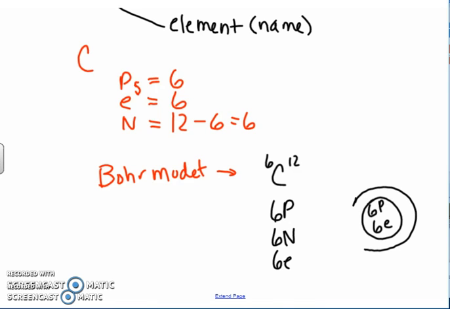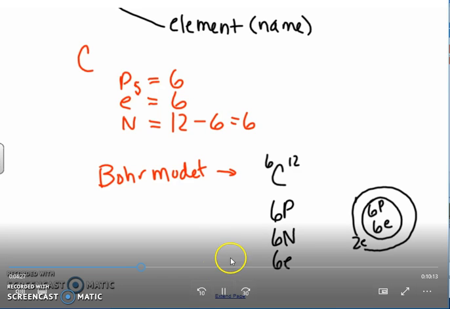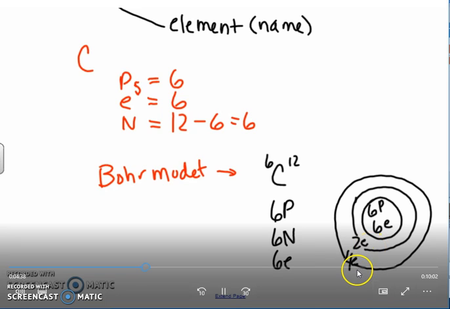Oh my goodness, I see I have an error. This is supposed to be a neutron here. Oh my goodness, that's neutrons right there. So make sure you get that right in your notes. And then the first energy level surrounding it has 2 electrons and 4 electrons.